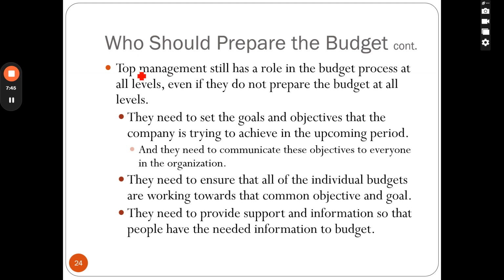But we have to see that top level management still has a role in the budget process. Even if they don't prepare the details of the budget, they still have a role. What is their role? They need to set the goals and objectives that the company is trying to achieve. The goals and objectives are set by the top level management, and that needs to be communicated to everyone in the organization. So that is the role of top level management in budgeting.